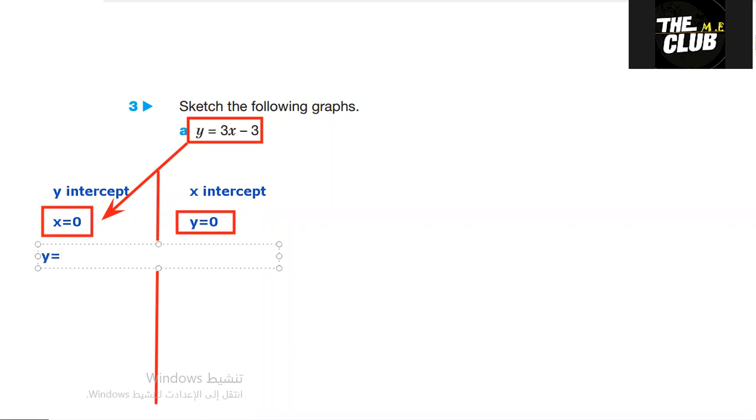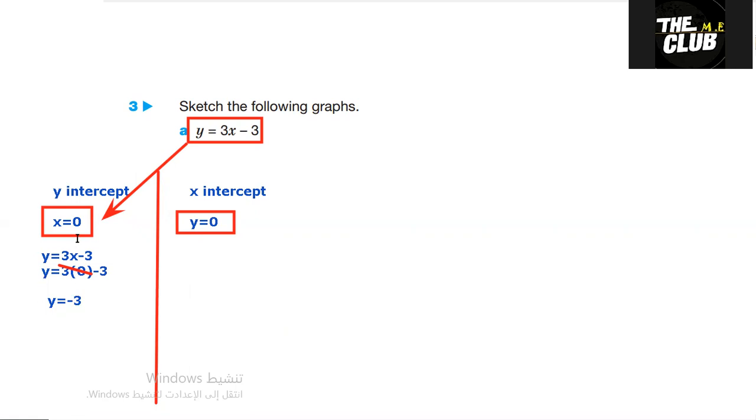So y equals 3x minus 3. We're going to put 0 instead of the x. So y equals 3 times 0 minus 3. And then 3 times 0 equals what? Very good. 3 times 0 is 0. So y equals what? Good job. y equals negative 3. So the y-intercept is negative 3. So y equals negative 3. Very good. This is the first part of answering the question.